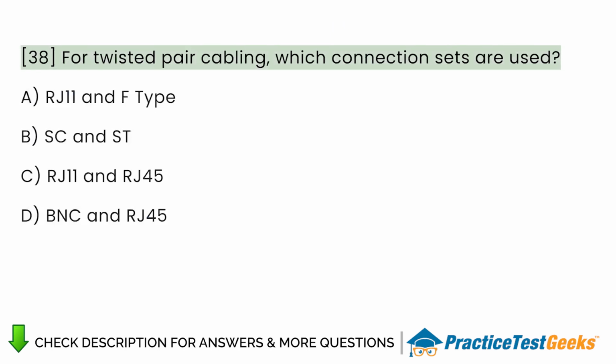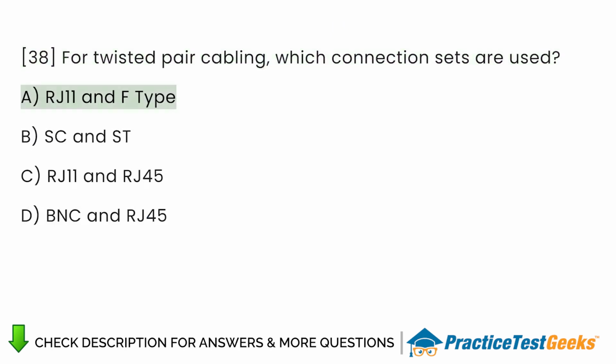For twisted pair cabling, which connection sets are used? A. RJ11 and F-type. B. SC and ST. C. RJ11 and RJ45. D. BNC and RJ45.